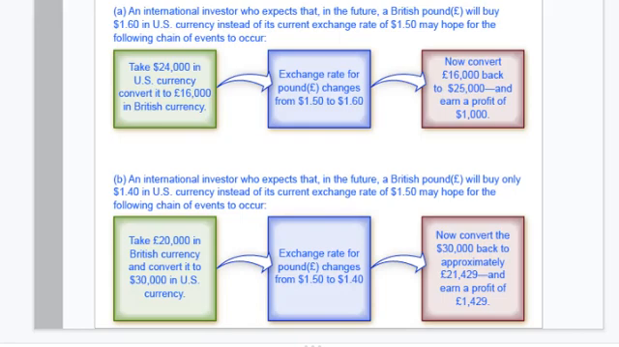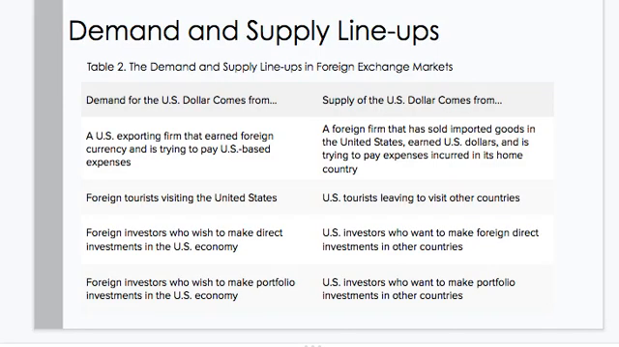Here's another way. An international investor who expects that in the future the British pound will buy only $1.40 in U.S. currency instead of its current exchange rate of $1.50 may hope for the following chain of events to occur. Take 20,000 pounds in British currency, convert it to $30,000 in U.S. currency. The exchange rate for the pound changes from $1.50 to $1.40. Now converts the $30,000 back to approximately 21,429 pounds and earns profits of 1,429 pounds.